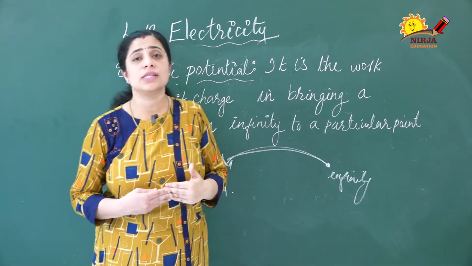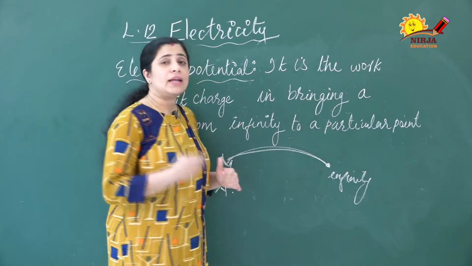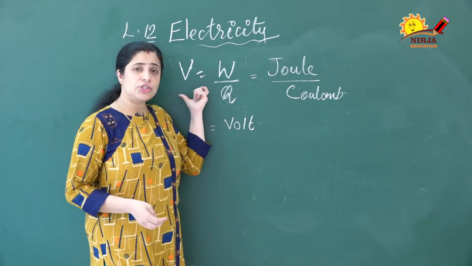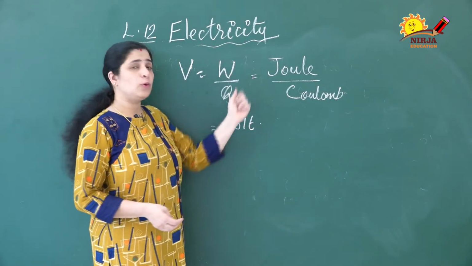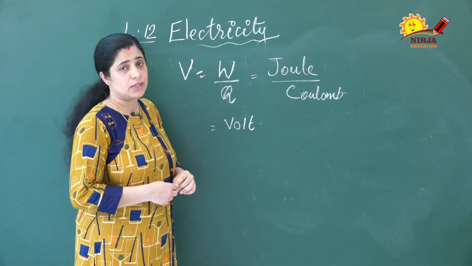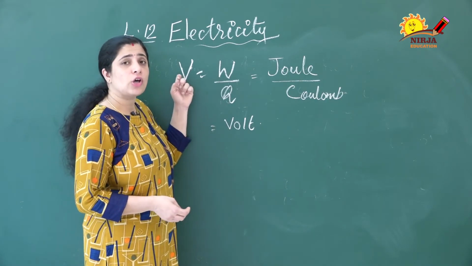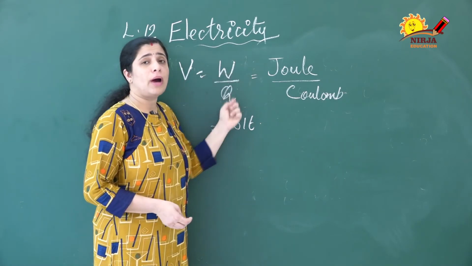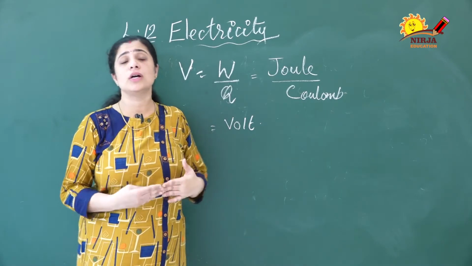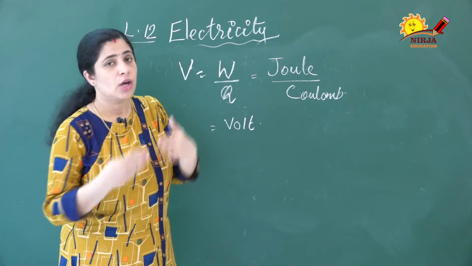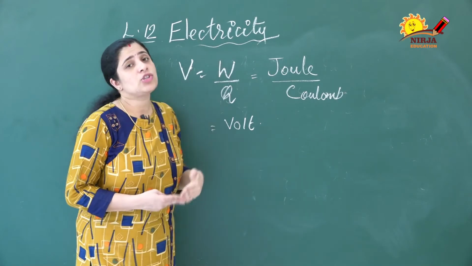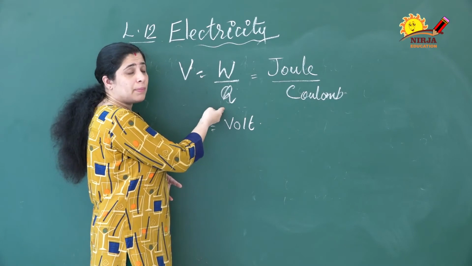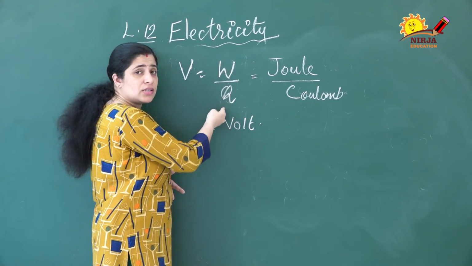Next we will see what is the equation for electric potential and the unit for this electric potential. So this is the equation for potential difference: V is equal to W by Q. Potential difference or electric potential is represented by V, and the equation is W by Q. We have learned that it is the work done to move a unit charge. So work done means W, and the charge is represented by Q. So the equation is W by Q.